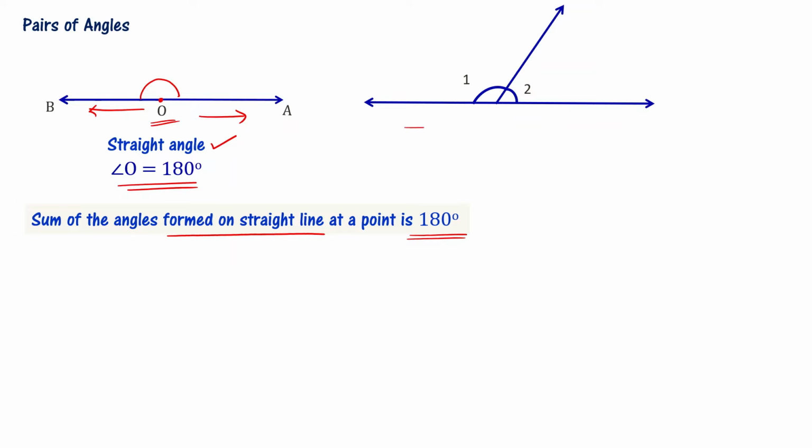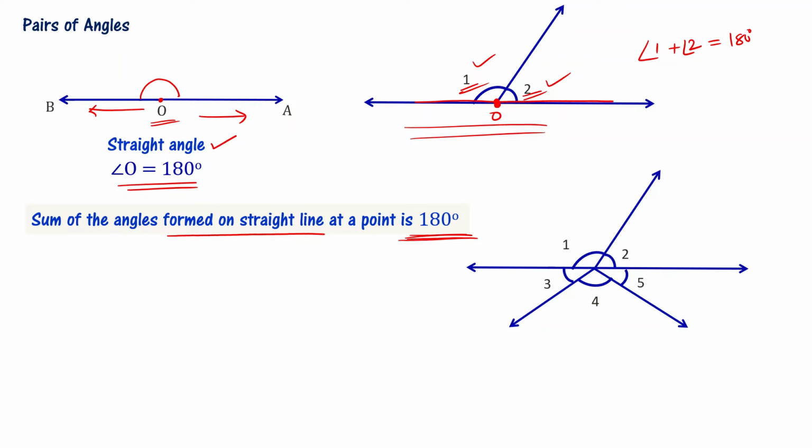It means from this figure you can say that this is the straight line we have and this is the point, let me call this point O, right? At this point on this straight line we have a total angle equal to 180 degrees. It means angle 1 plus angle 2 is equal to 180 degrees. We can say that angle 1 and angle 2 are supplementary angles, and since these two angles are adjacent angles, these are a linear pair of angles, right?